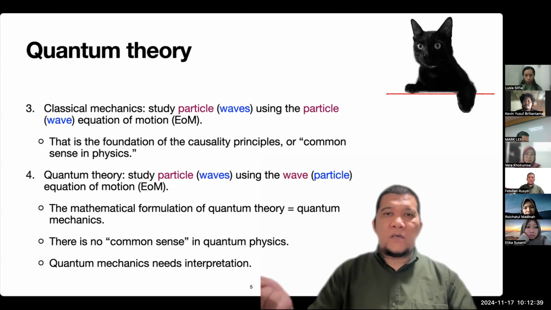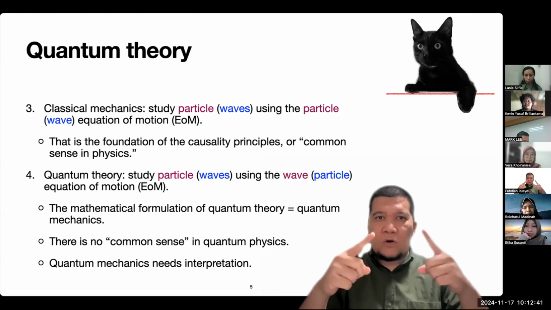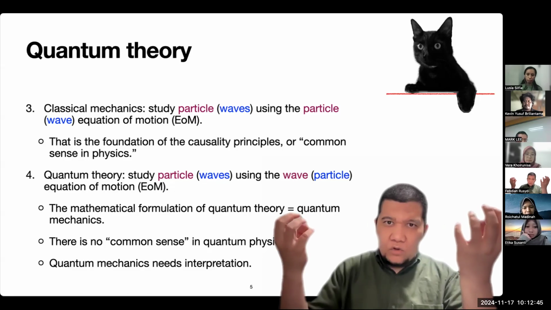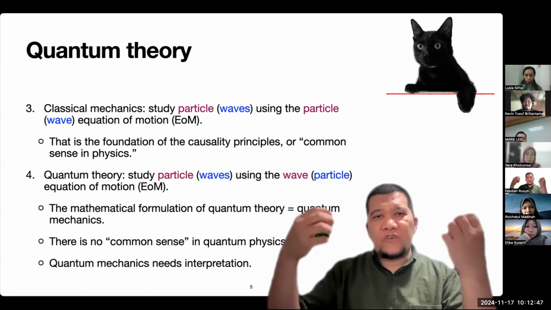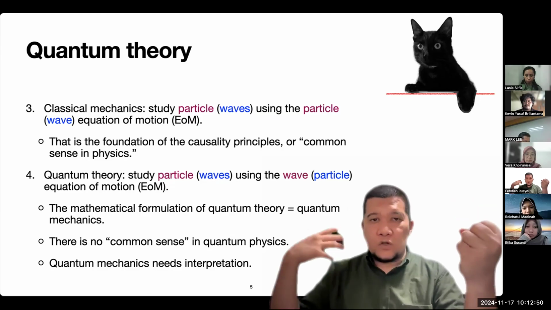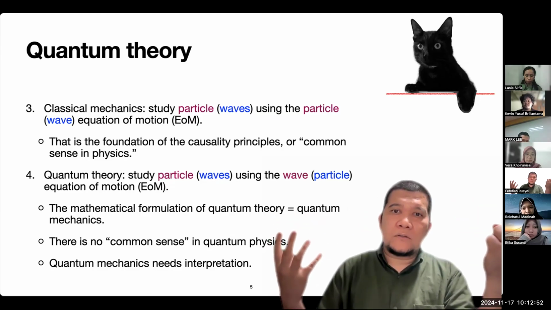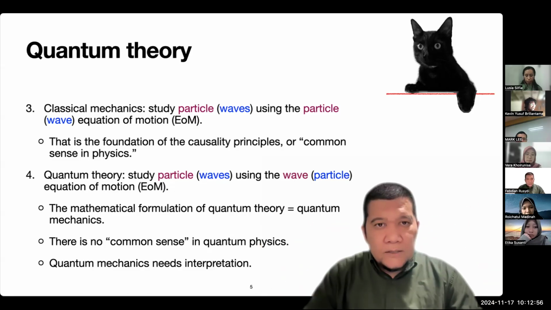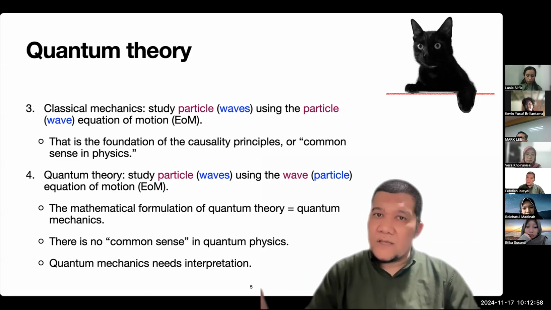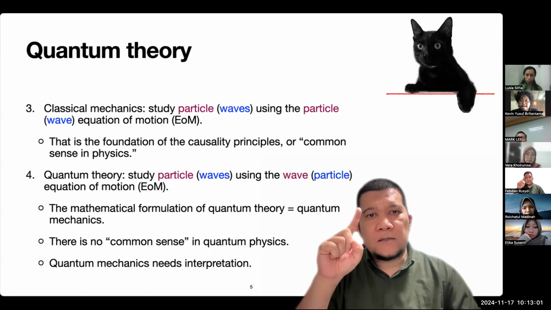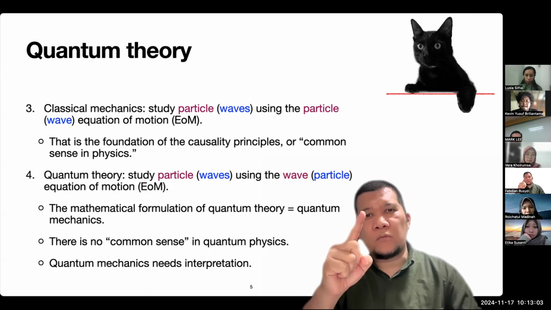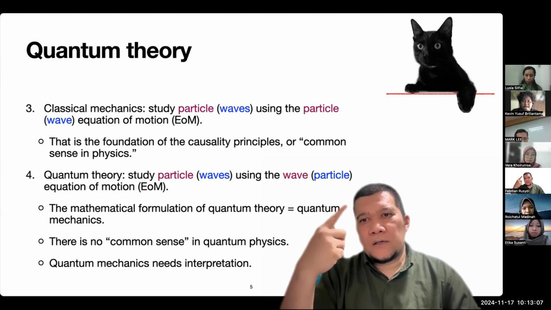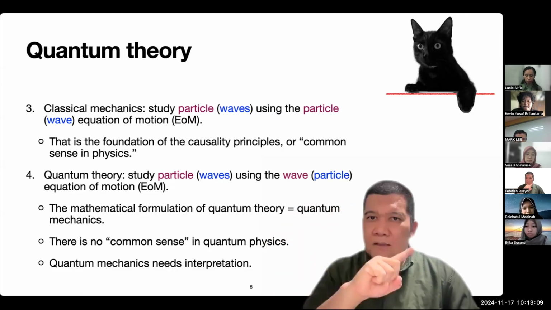In quantum theory, we switch the mechanics. When we study a particle, we use the wave equation. When we study a wave, we use the particle equation. When you do this, causality is destroyed. There is no common sense. So there is no philosophy in quantum mechanics. In classical mechanics, we do have philosophy, but in quantum mechanics, there is no philosophy.